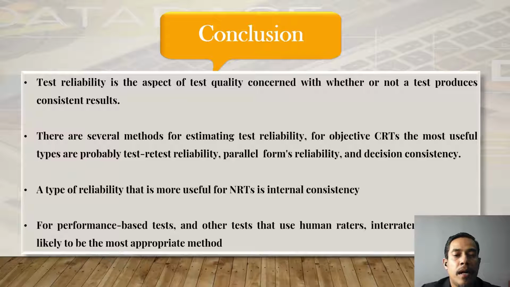Alright, the next: a type of reliability that is more useful for NRTs is internal consistency. This must be even more consistent. For performance-based tests and other tests that involve human raters, inter-rater reliability is likely to be the most appropriate method. So there must be humans who rate. We cannot do it without humans, because they have experience in carrying it out.